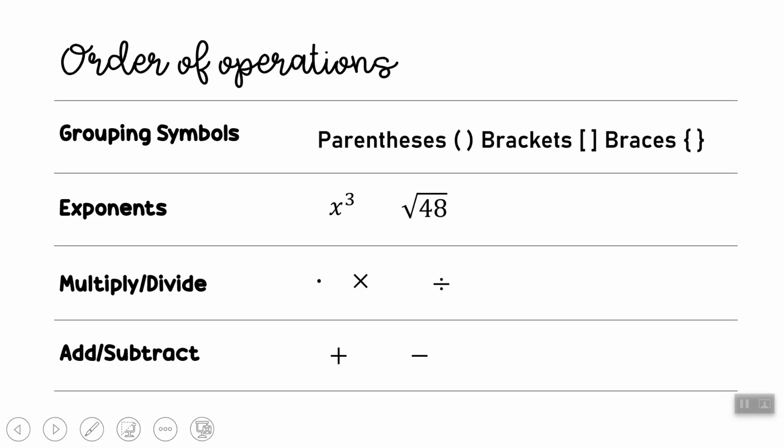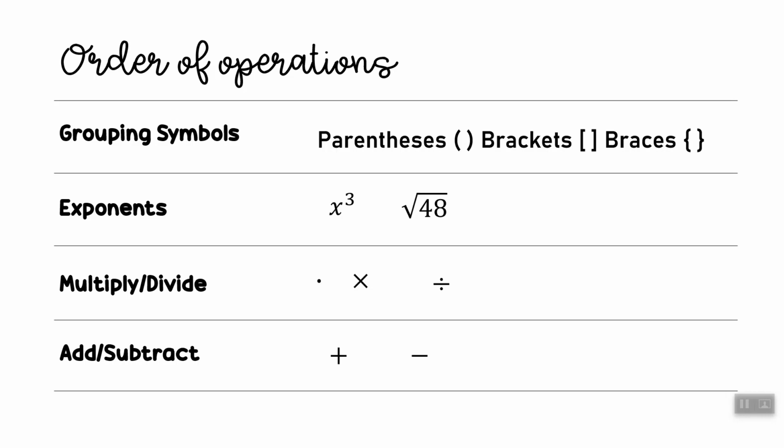Okay, to review again, we're looking at order of operations. Now, when we are simplifying, we're going to be doing a lot of simplifying before we solve today. We are using just our regular order of operations: grouping symbols, exponents, multiplying, dividing, then adding and subtracting.